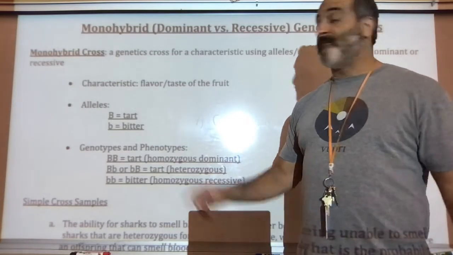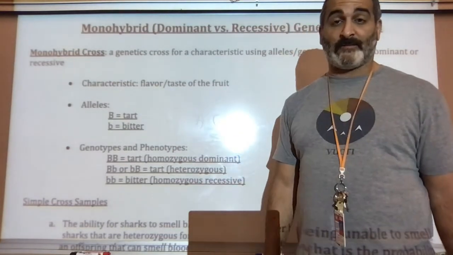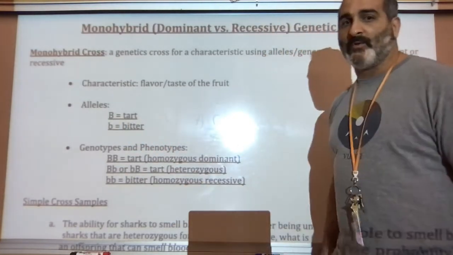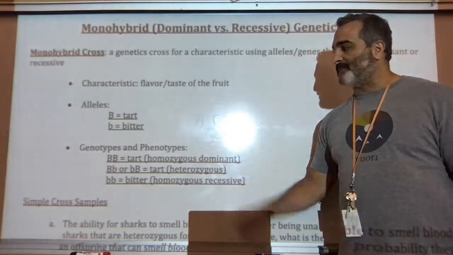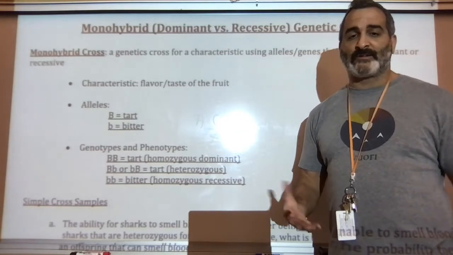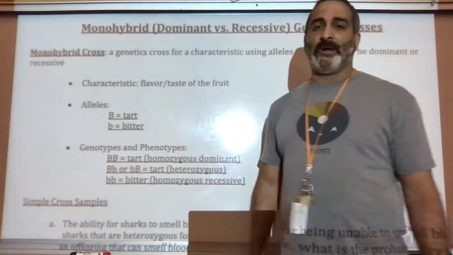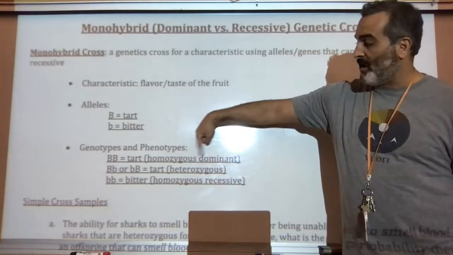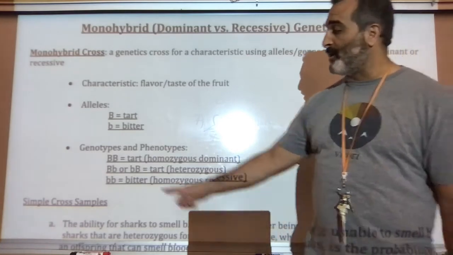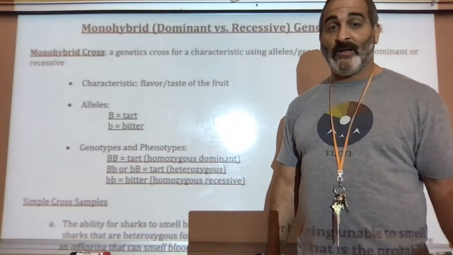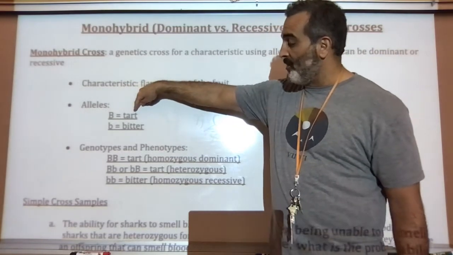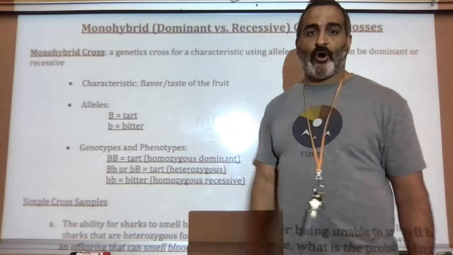In this case, our phenotype has to do with our characteristic. Genotype has to do with the alleles or the genes that are present. So what do we have here? This is our list of genotypes and phenotypes. The first genotype possibility with this kind of genetics cross would be capital B, capital B, also known as homozygous dominant. If a fruit in this case has a capital B and a capital B as its genes, well, capital B is tart, it's dominant, they have two of them, so the fruit would taste tart.